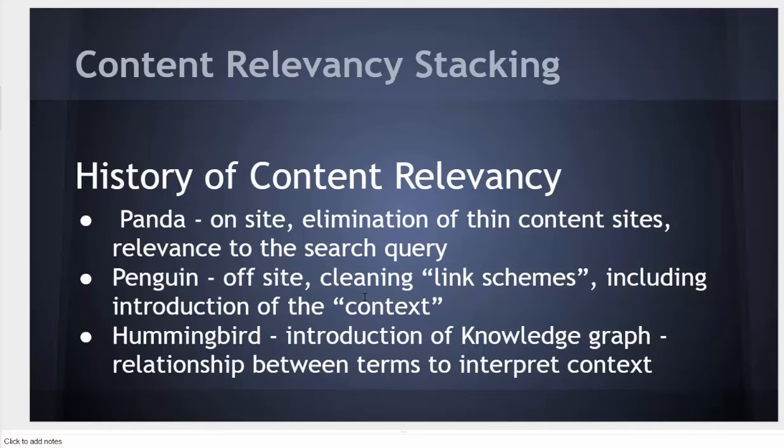The Hummingbird update introduced the idea of a knowledge graph, and this is where Google started creating relationships. They created a database of relationships between terms to interpret context. So instead of creating an index for every new search that they see, which is how it worked before, they now start interpreting the incoming search and see if there's an existing index that's close to the term but similar by intent, and so they start aggregating indexes and show the results based on the knowledge graph.